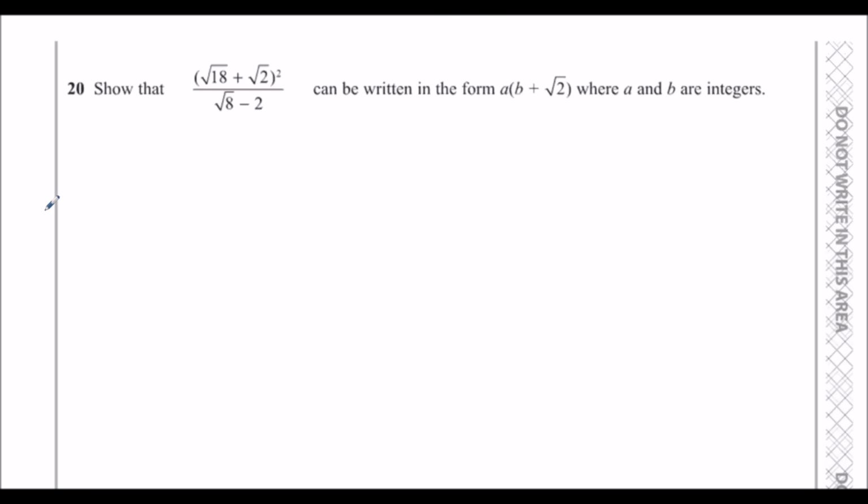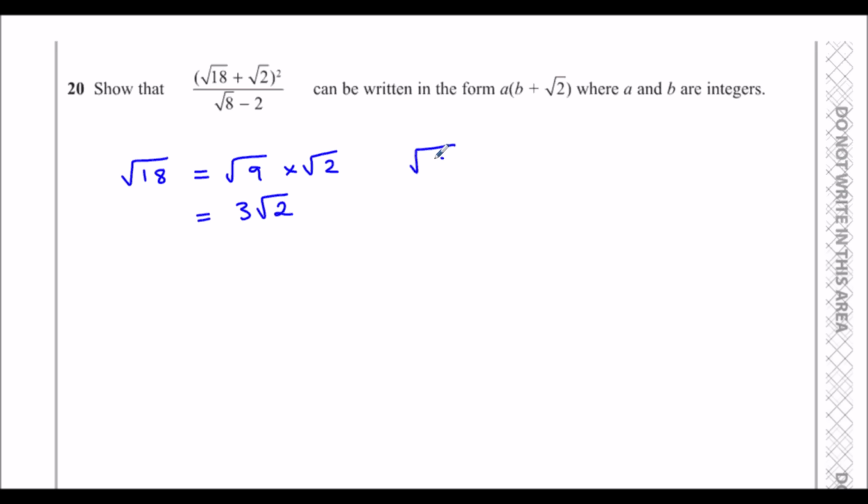Question 20. Show that (root 18 plus root 2) all squared over (root 8 minus 2) can be written in the form a(b plus root 2), where a and b are integers. So the first thing I want to do here, I see root 18 and root 8. I want to simplify them. So root 18 can be simplified because it is root 9 times root 2, which is the same as 3 lots of root 2.